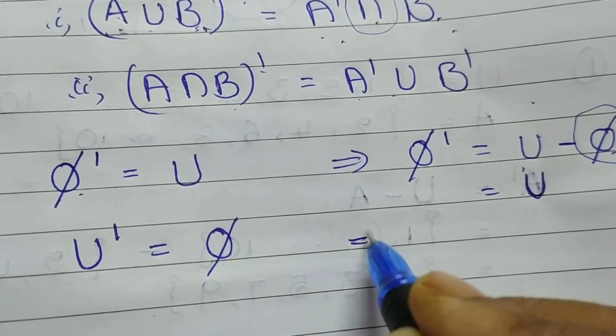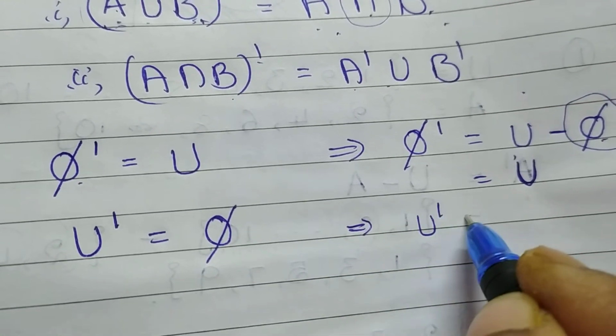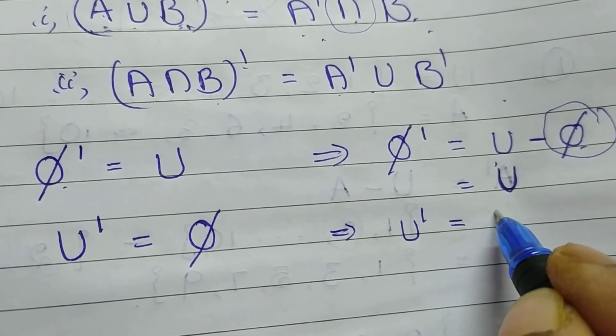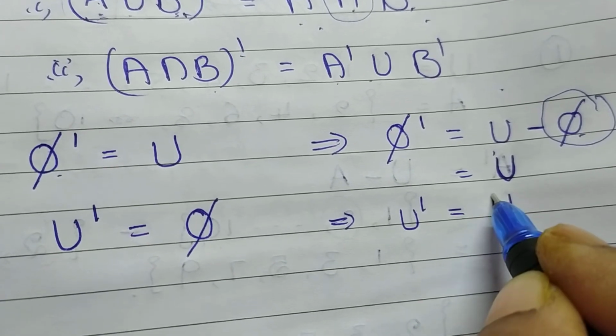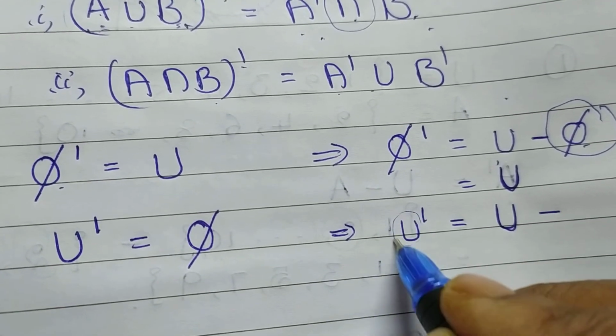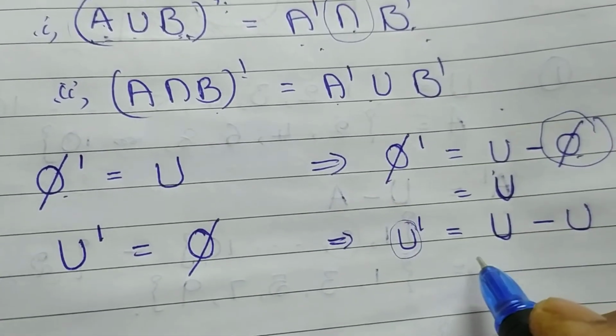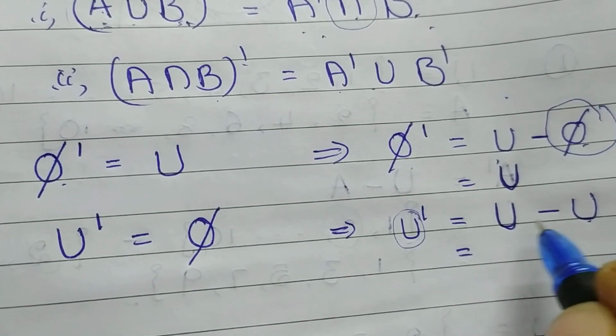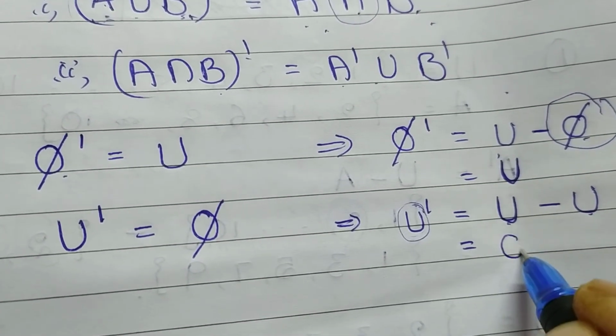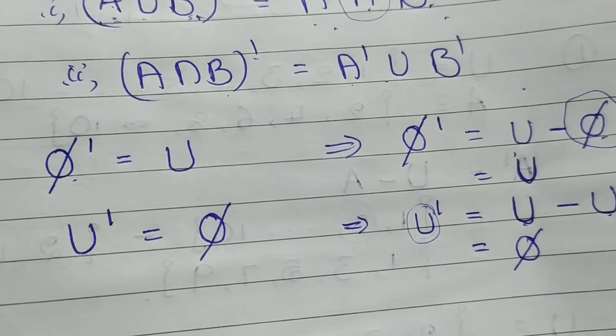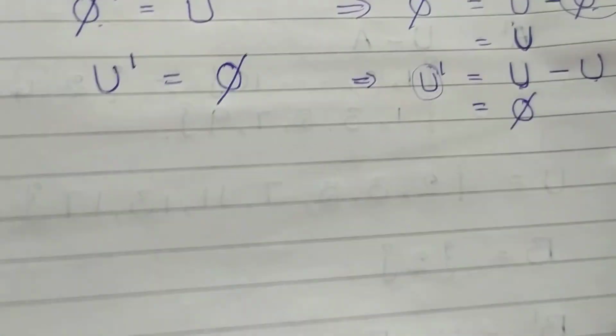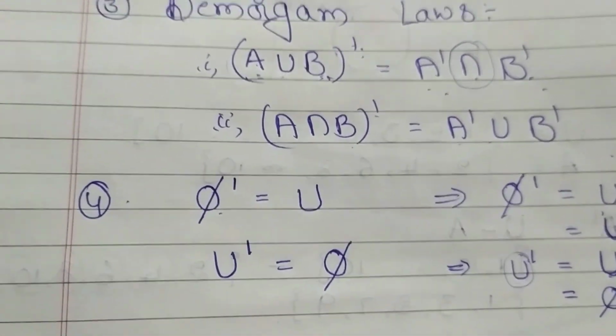Suppose it is the complement of a universal set, what is the meaning of a complement? Universal set minus the given set. Here the given set is U. So from the same set I am subtracting, means I am going to get a set which is not containing any of the elements. So these are the four properties.